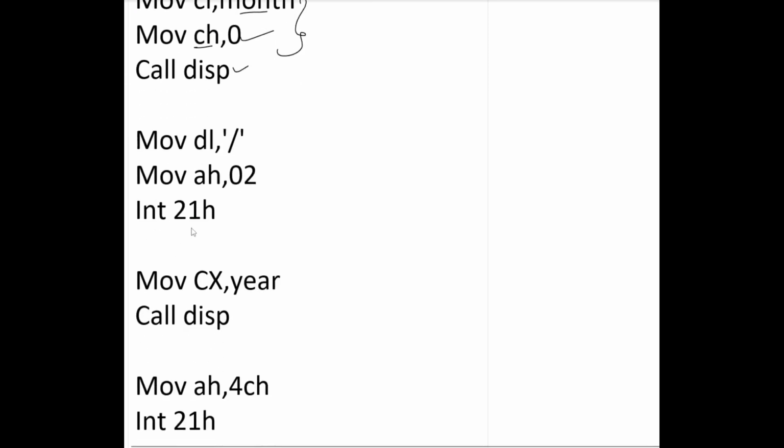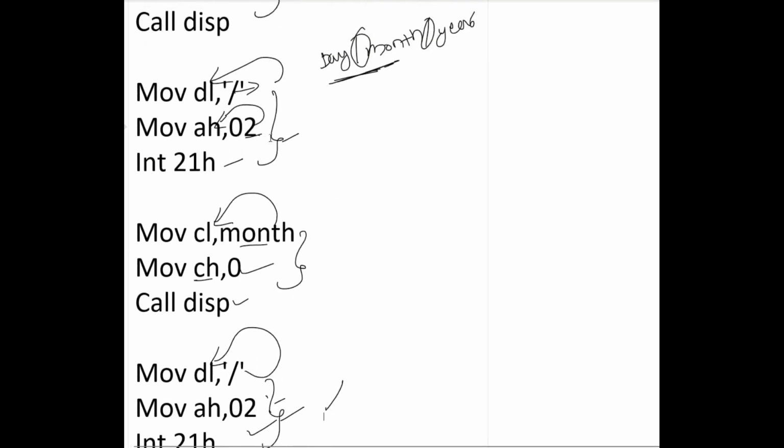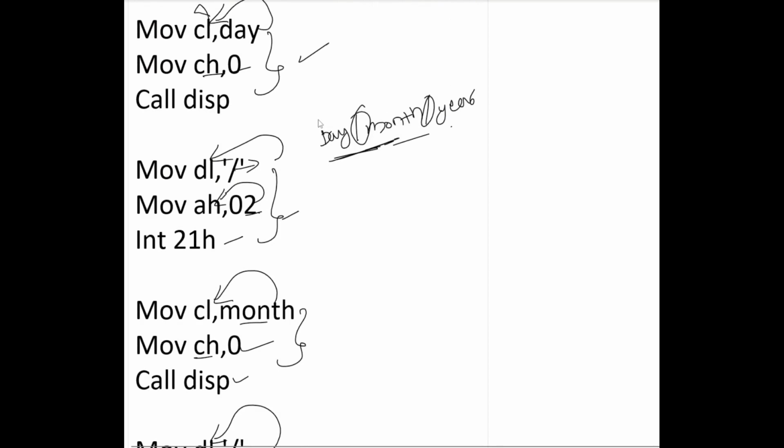And the next is move DL comma slash. The ASCII value of this slash is moved to the DL register. Then move AH comma 02. This line is used to display a character on the console. Int 21H generates an interrupt to display the character on the console. Here these three lines of the code are used to display the character slash between the month and year to separate them. As you can see here, month and year are separated by the slash.